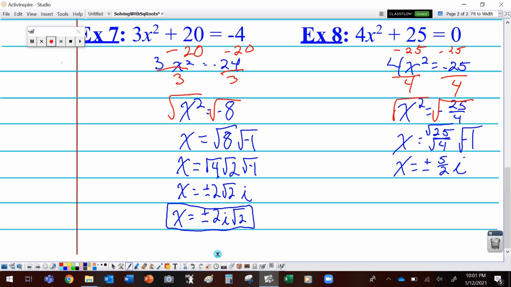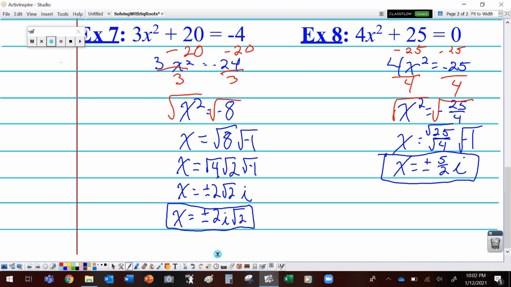Okay, remember, i comes from that square root of negative 1. Okay, square root of 25 is 5, square root of 4 is 2. Don't forget the plus or minus in front of the whole thing. And that's easy. That's done. Okay, so don't worry about making those fractions into decimals. Just leave it as that improper fraction because it's probably going to make your job a whole lot easier.